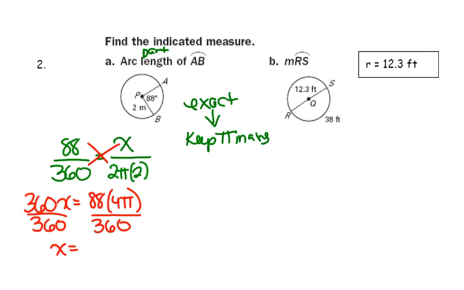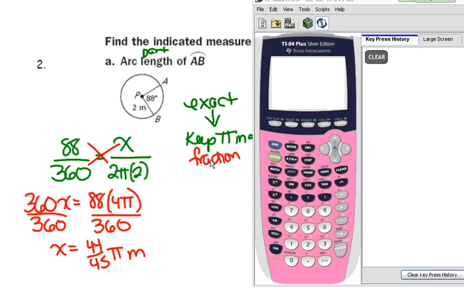Now you remember from before that when we did exact, it also meant fraction, right? Fraction, simplest radical, or pi. These are all the things that exact means. So when we actually multiply, we wind up with 44 over 45 pi, and this would be in meters for our unit. All right, let's look at that in the calculator.